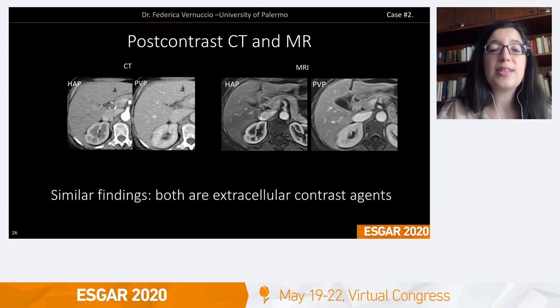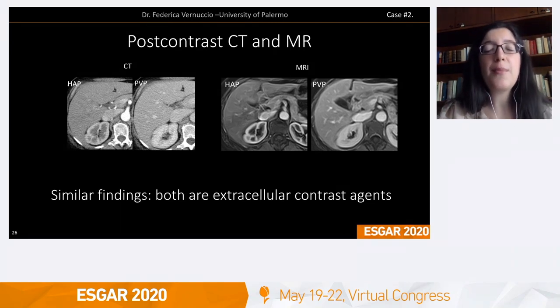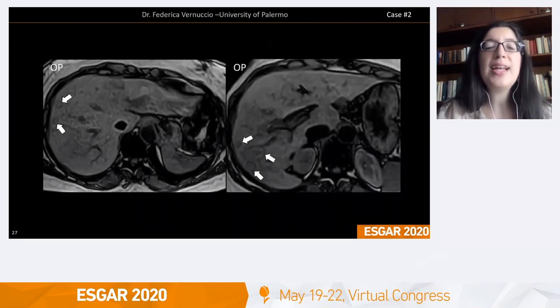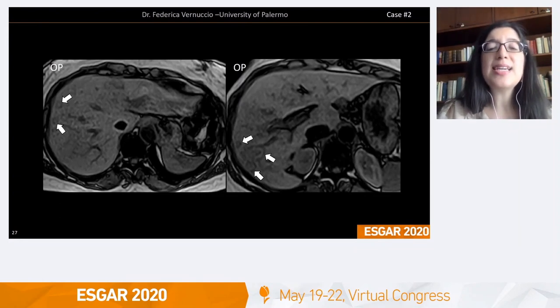So we know that this was the answer, but MRI is a multiparametric technique. And so we have, for MRI, other information that we can get from other sequences. Indeed, let's look at the out-of-phase images. As we can see, indicated by the arrows, we have signal drop in this lesion. These lesions are slightly nodular, and they show signal drop on the opposed phase of the dual phase sequences.